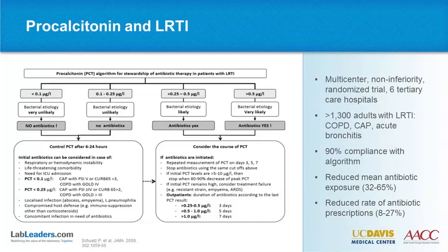You have a PCT of less than 0.1 microgram per liter, between 0.1 to 0.25 microgram per liter, and in these 2 cohorts, bacterial etiology is very unlikely. You're more likely to have a viral infection and so forth. You don't need antibiotics. Conversely, if you have values of greater than 0.25 microgram per liter of PCT, bacterial etiology is very likely, and as you get to higher values, then you definitely need to start antibiotics. But I do want everyone to focus on the bottom right-hand corner right there. It's not a one-shot deal. You're good to go. You have antibiotics.